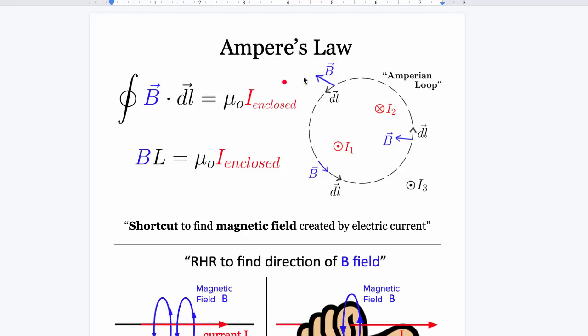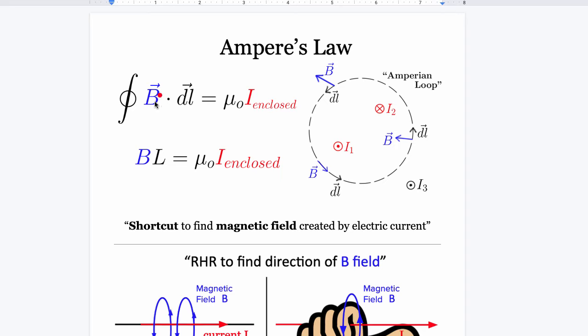This is Ampere's law. Why should you care about Ampere's law? Because it gives you a shortcut to find the magnetic field created by a current. By shortcut, I mean you don't have to use the monstrous Biot-Savart law. But this will only be helpful if you have certain symmetries, and we'll talk about that in a minute and go over all those problems. First, let me just show you what this thing says.